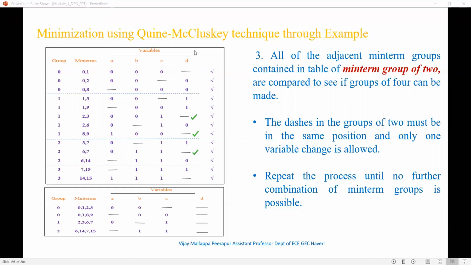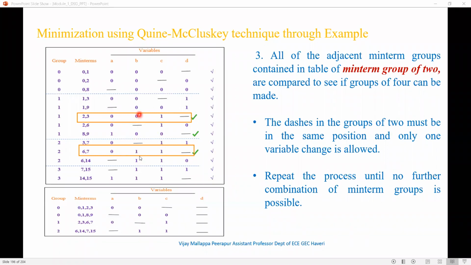Now do the comparison between the minterms 2 and 3 and between 6 and 7 in group 2 here. Dashes are common here. This is 1 and 1 here. This is 1 and 1 here. This is 0, this is 1. This is 0 and 0.